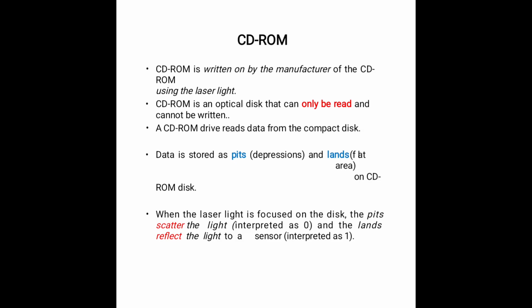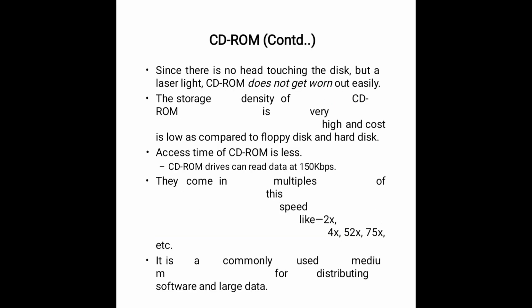When the laser light is focused on the disc, the pits scatter the light and the lands reflect the light to a sensor, which is interpreted as 1. Since there is no head touching the disc, but a laser light, the CD-ROM does not get worn out easily. So the storage density of the CD-ROM is very high and the cost is low as compared to the floppy and the hard disk. So the access time of the CD-ROM is less.